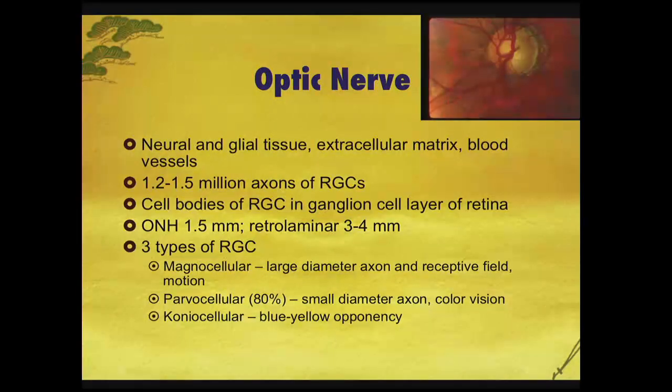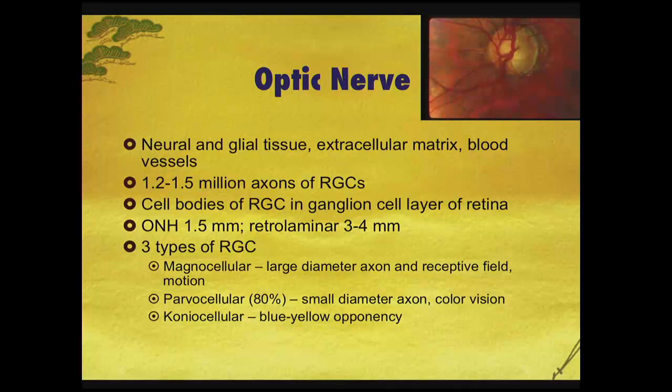All right, so the optic nerve is composed of neural and glial tissue, as well as extracellular matrix and blood vessels. So you just want to keep in mind that there is more than just nerve tissue there. Patients have 1.2 to 1.5 million axons as they begin adulthood. The cell bodies of the retinal ganglion cells sit in the ganglion cell layer of the retina. The optic nerve head, on average, is about 1.5 millimeters wide as you view it at the slit lamp, but behind the eye it expands to 3 to 4 millimeters in width because of the myelin.